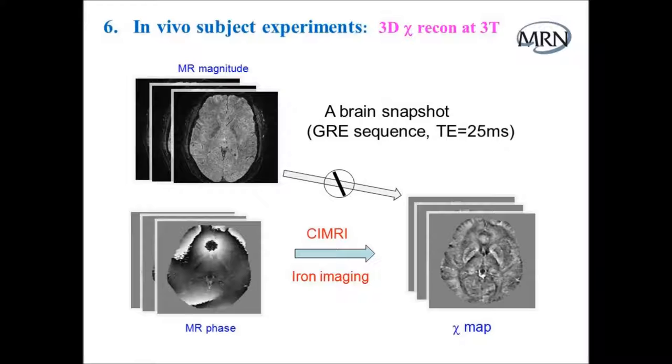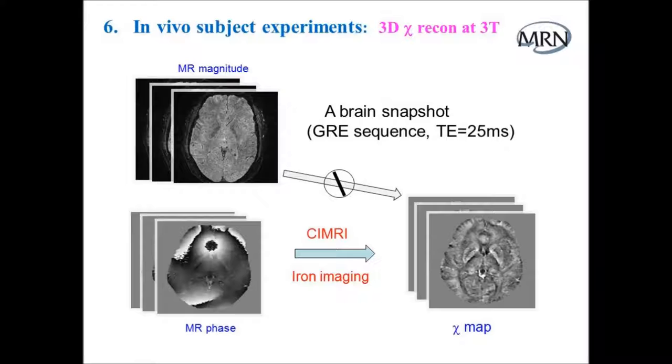Okay, then we talk about the real subject experiment. This is a 3T experiment. But this 3T does not use EPI, it just uses the GRE sequence, which means we capture a snapshot state of the brain. That means the magnitude is a 3D volume, and the phase is also a 3D volume. Then we use reconstruction to get a 3D chi map like this.